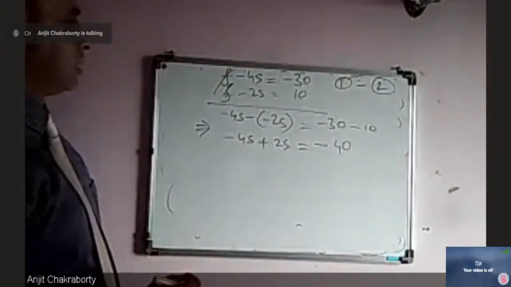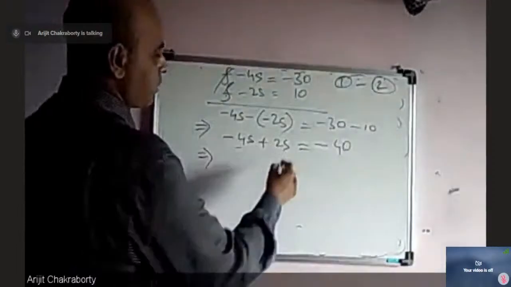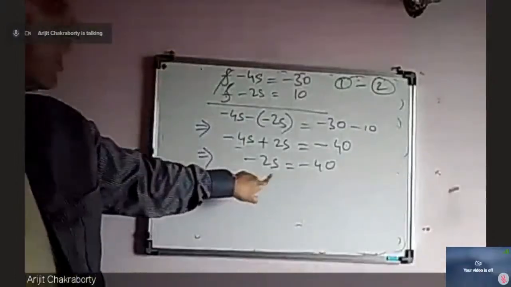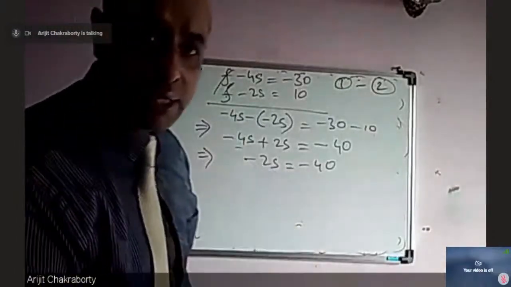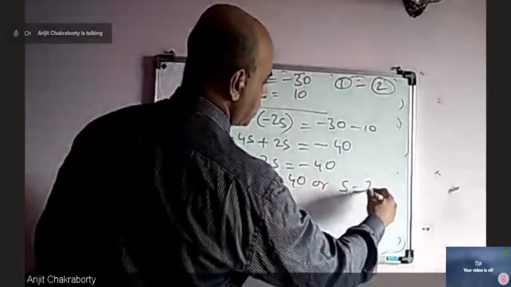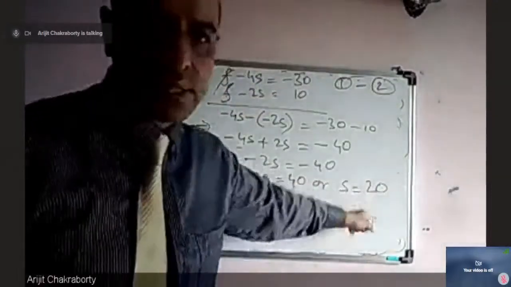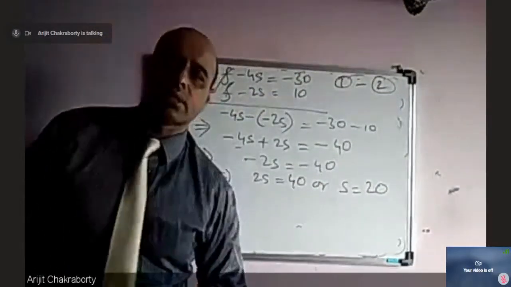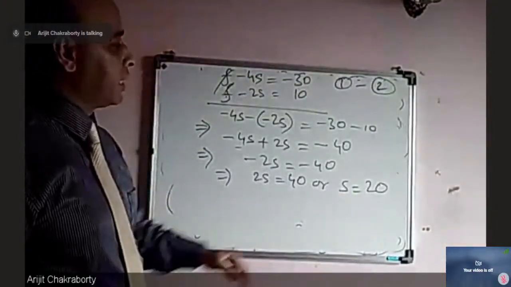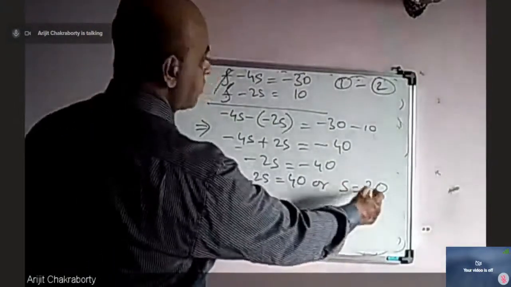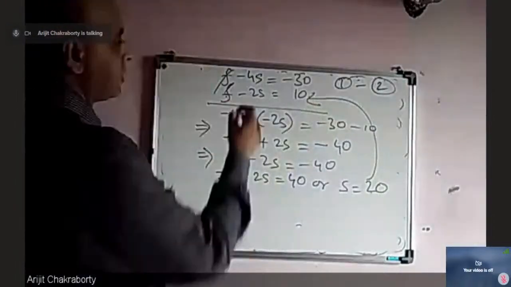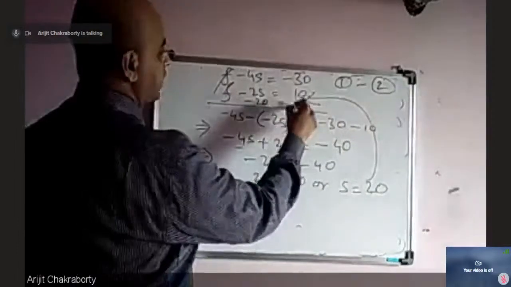Okay. So this means minus 4s plus 2s is minus 2s is equal to minus 40. Minus 2s equal to minus 40. So if you change the sign, you have 2s equal to 40, or s is equal to 20. 2s is 40, so s is 40 divided by 2, that is 20. So son's age is 20, and if the son's age is 20, just put s equal to 20 here.